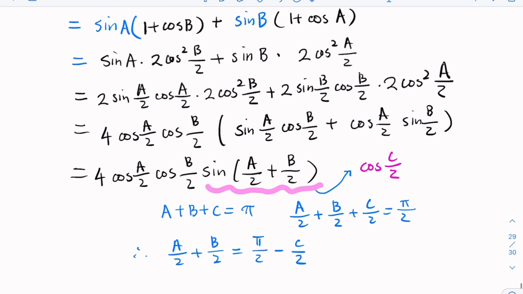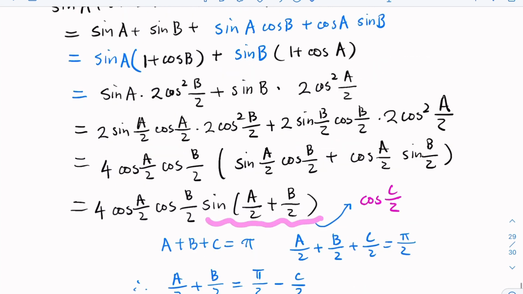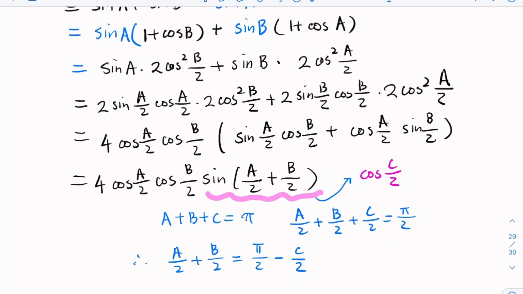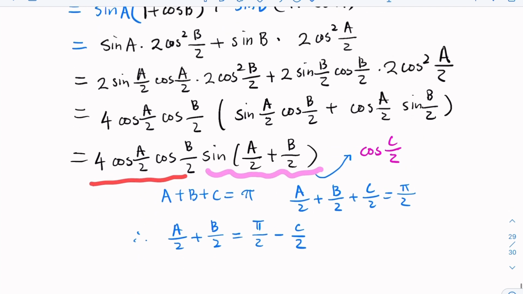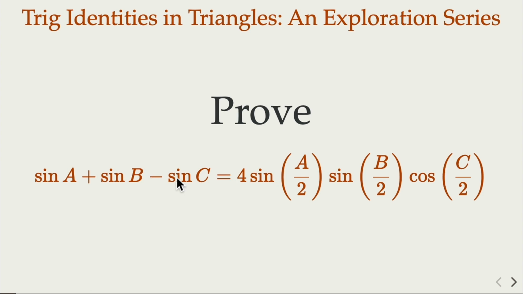So we have the proof. That is the sum of the sine values through the application of the trig identity, half angle or double angle, and then the sine of sum. So we have the final equation, which is 4 cosine A over 2, cosine B over 2, and cosine C over 2. So that's the proof. We would like to prove a related identity.